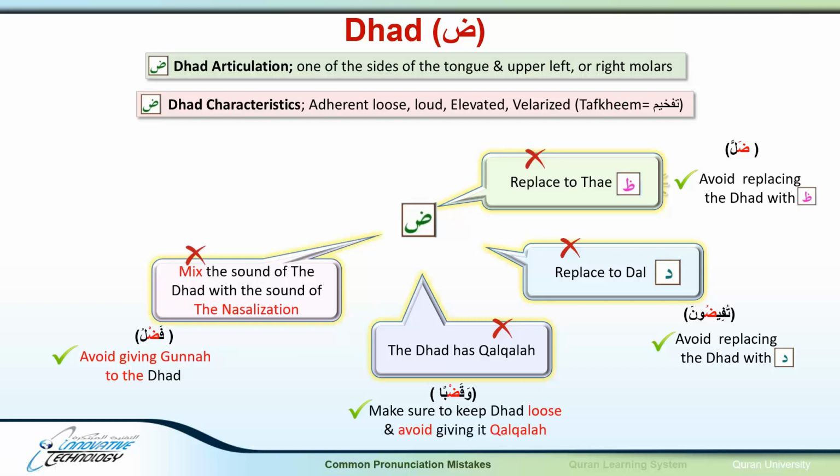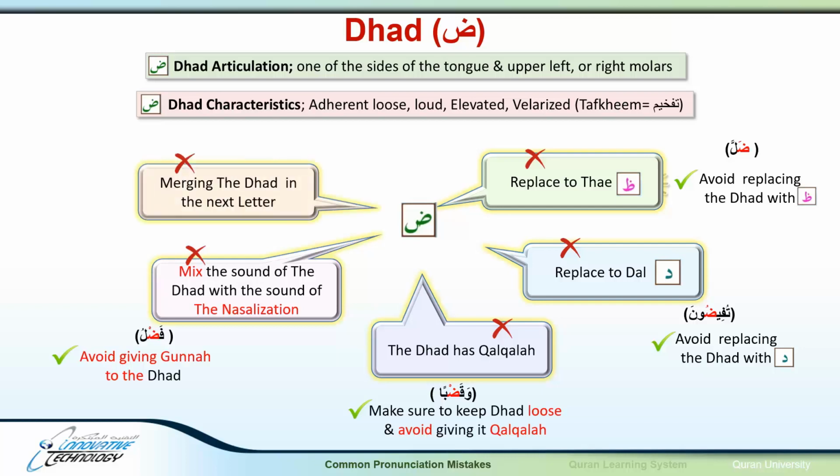And the last mistake of the Dhad is merging it with the following letter. Example, عرضتم. Now, there's a ta after the Dhad, and you tend to delete or hide the Dhad and directly pronounce the ra with the ta. عرضتم. This is some sort of idgham, and this is wrong. Idgham is not a characteristic of the Dhad, and we should avoid it. The right way of pronouncing it is like this. So the Dhad should be clear and obvious.